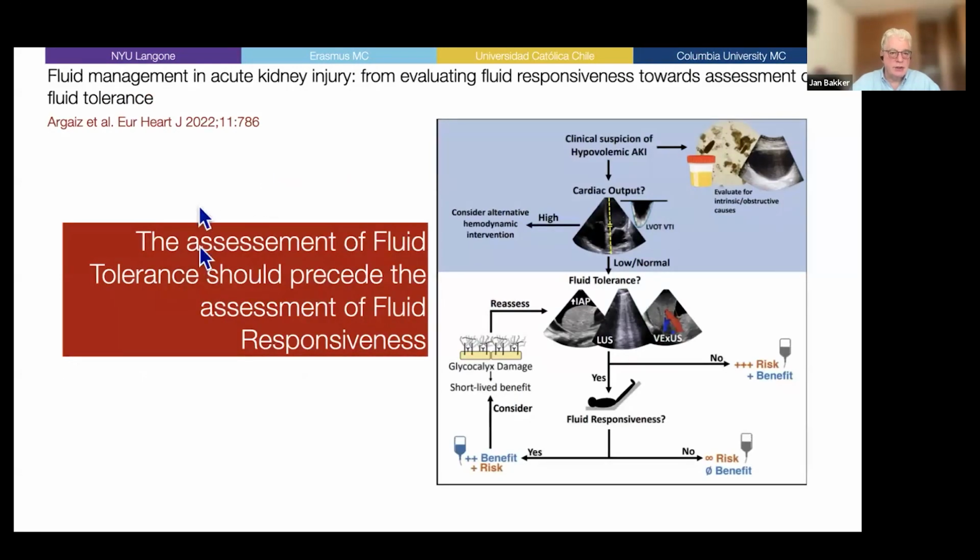And that's why in this study, already some time ago, they said the assessment of fluid tolerance should precede the assessment of fluid responsiveness. In the paper I previously showed, we also gave an algorithm on how to use this. Also recently published in the Journal of Critical Care, a review by Philip Rolla and Eduardo Catan, which is very helpful.